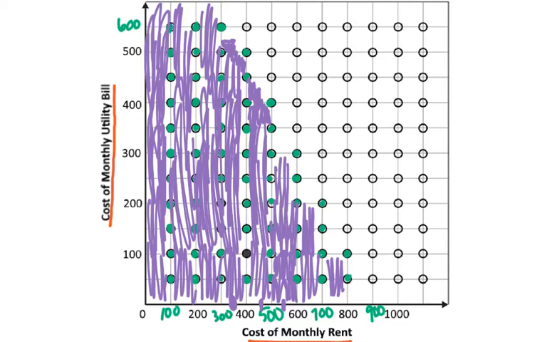And then maybe 550, I can go up to 350. And then 650 can go up to 250. And 750 can go up to about 150. And then 800 could go up to 50. Something like that.